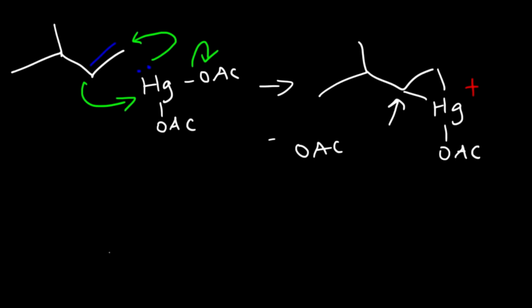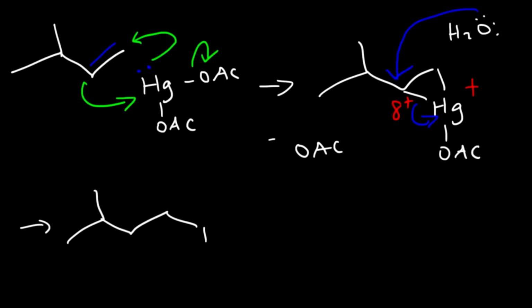Now this carbon, just like before, in the other example, has a significant amount of partial positive charge. So the water that's in the reaction will be attracted to it. So it's going to attack from this side, causing this bond to break. And so the mercury atom is going to be on the primary carbon. On the secondary carbon, we have an oxygen. Now we need to remove the hydrogen. We can use water, or better yet, we can use acetate, which is a weak base.